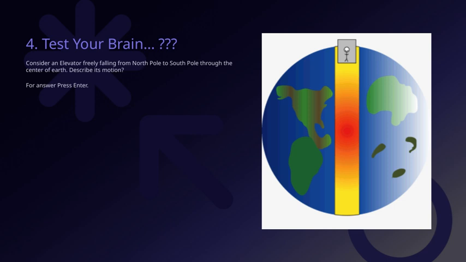Once it reaches the core, where gravity is effectively zero, the elevator would have gained maximum speed. From there, it would start to decelerate as it moves past the center toward the South Pole, slowing down due to the opposing gravitational pull. Eventually, without any other forces acting on it, it would reach the South Pole with the same speed it had at the North Pole, but in the opposite direction. If there's no friction or air resistance, it would continue oscillating back and forth in a kind of ideal harmonic motion. This scenario highlights some fundamental concepts about gravity and motion inside a spherical body like Earth.